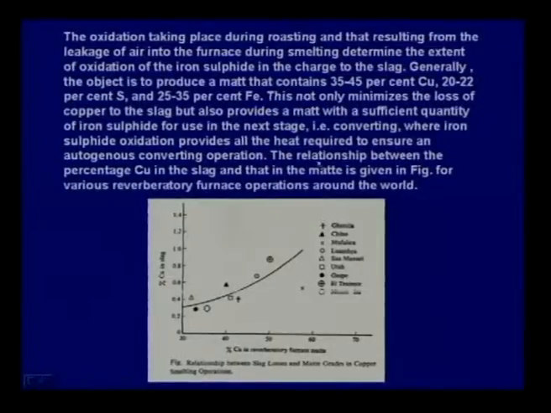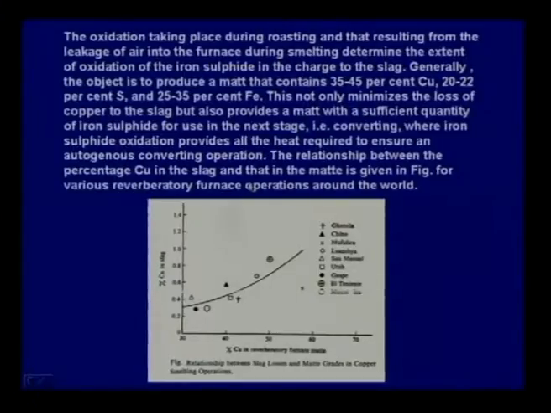What has been found is something you should expect from common sense: if you have a very rich matte with a lot more copper, then copper losses in the slag perhaps will also be more. That is what it says. The relationship between the percentage copper in the slag and that in the matte is shown in the figure for various reverberatory furnace operations around the world.